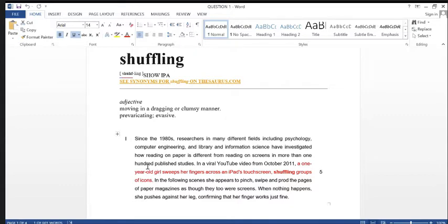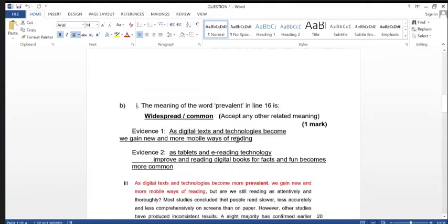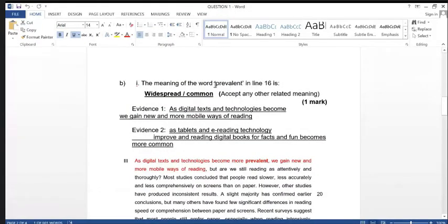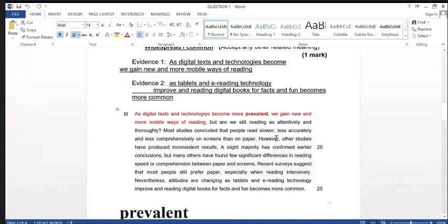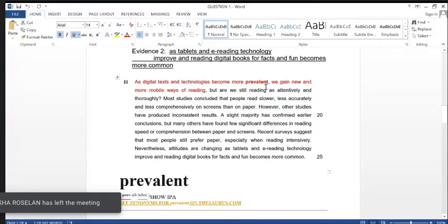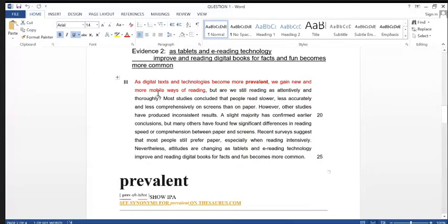So number 1 will have A, B, C, D, E, right? Okay, so that is question number 1. Let me give you one more example. Okay, B in that particular question paper is asking the meaning of the word prevalent in line 16. So this is the original text where I have taken the word prevalent. So I read the sentence with the word prevalent: as digital texts and technologies become more prevalent, we do not know prevalent at this point, we can gain new and more ways of reading. What kind of way? Mobile way of reading.